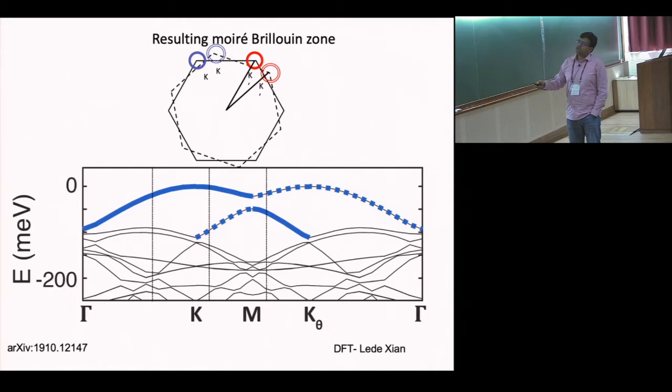If you look, this scale is 200 millivolts, so much larger than the case of twisted graphene. So the full bandwidth of this band is on the order of 50 to 100 millivolts. And once again, this is a cut of the band structure along this particular cut, this way.